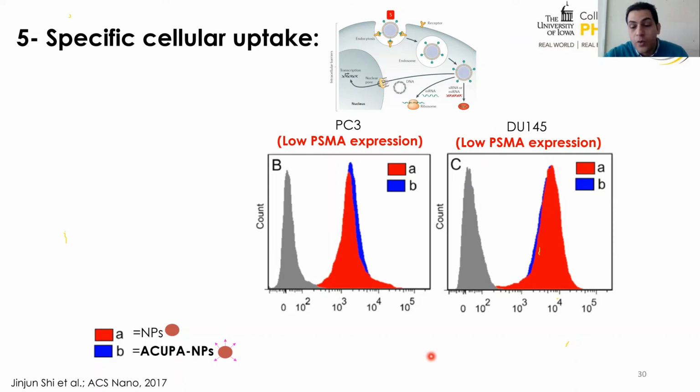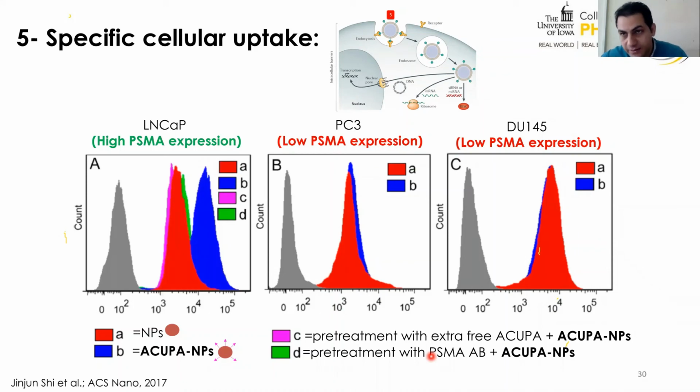And then what is interesting here is once you have a cancer cell that overexpresses this specific protein, you will see that the blue curve shifts more toward the right compared to the red curve. And this indicates that there was a specific uptake of our formulation using our targeting ligand.